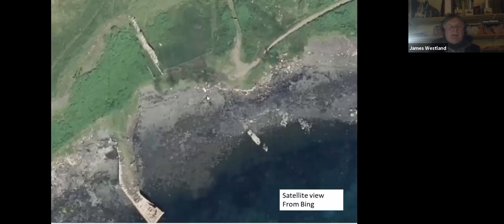And when you look at the satellite image, again, there's the dike coming down the hill slope. There's the old pier, and there it is going out to sea. So you can see there's a definite offset in it. It's not continuous, but there's no trace of it on the beach itself.